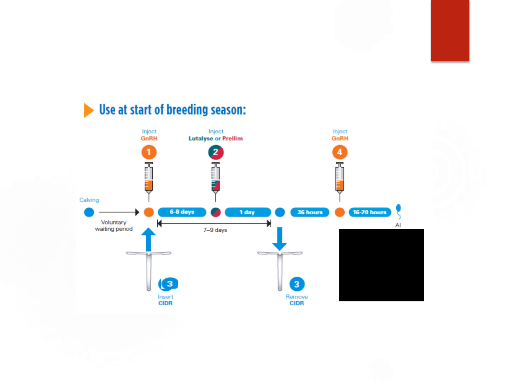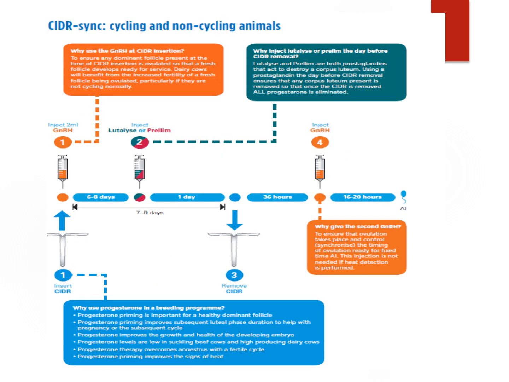These protocols will enable all the animals in the herd to ovulate at the same time. Similarly, they will conceive at the same time and will parturiate at the same time. This will cause an ease in management of the dairy farm. CIDR-Sync, or ovulation synchronization protocol for cycling and non-cyclic animals.